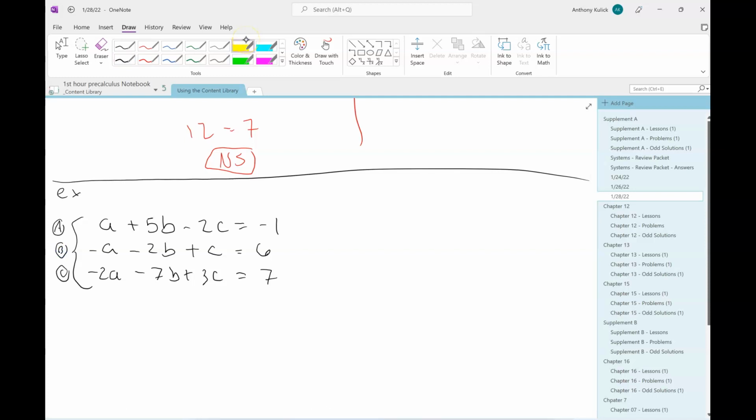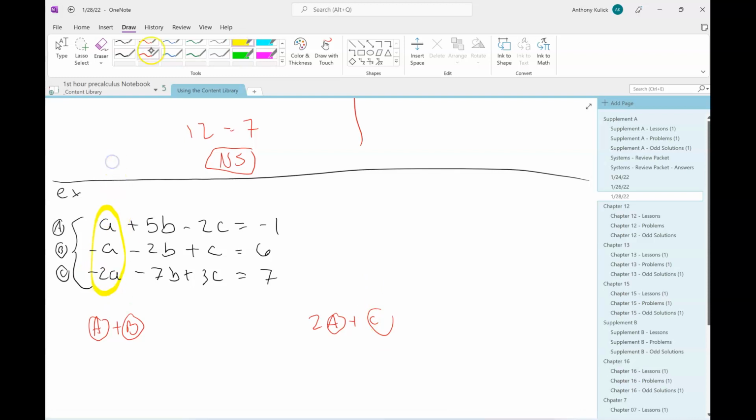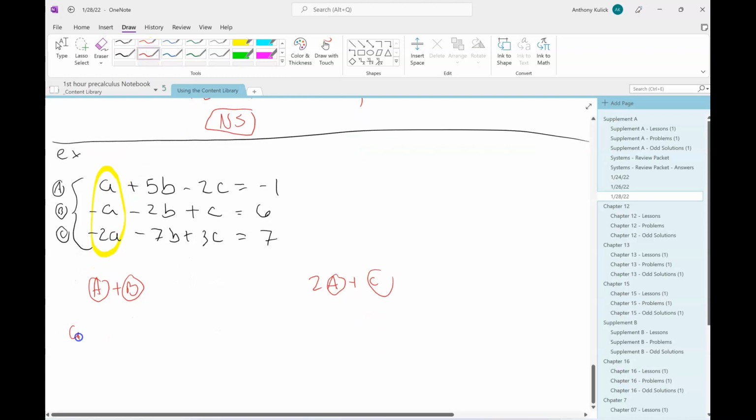Substitution or elimination, which one do you want to do? I mean, to me, this is screaming elimination when I look at the A's. Yeah, it's elimination, right? A and B are already ready to go. I don't have to do anything to those ones. And then I can just do 2A plus C, and I'm good to go, right? Hopefully you guys see that. And Mr. Kulik prefers elimination. He just finds it tends to be a little bit neater, or at least he thinks easier to do in his head.